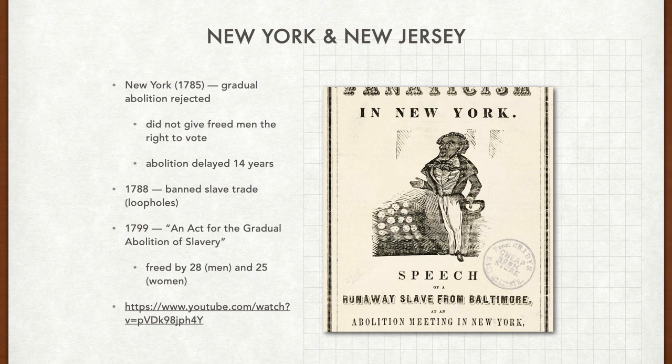And then some people are like, no, what the heck? It was just an argument. This stalled the legislation, and abolition was delayed another 14 years. The only change during that period was the banning of the slave trade, with loopholes, meaning that people could get around these rules, and the abolition of special courts that held the power of life and death over slaves, both in 1788.